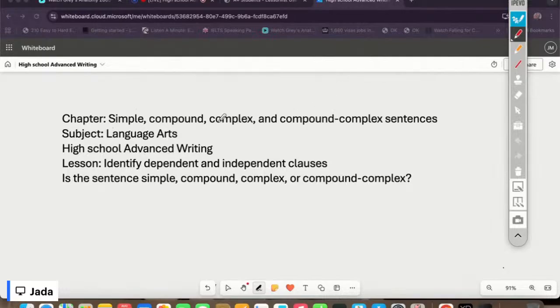Today we will have simple, compound, complex, and compound-complex sentences. First, you have to log in using aplusstudent.com. On your name, move on to language at grade 9. This lesson is for high school advanced writing, but we will take the lesson under grade 9, okay?